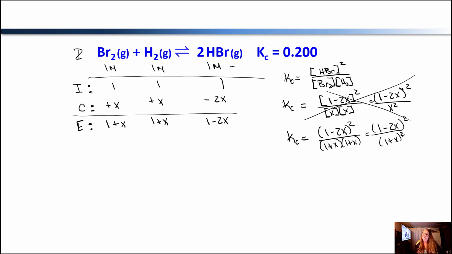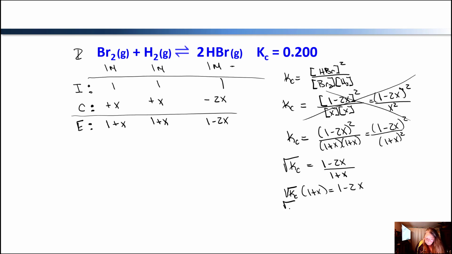So the same trick applies here that applied to what we did when we first looked at rice tables. That trick says, if I take the square root of both sides, I make that ugly square go away, and I don't have polynomials everywhere. So I'm not going to end up doing a quadratic equation. So I have the square root of Kc equals 1 minus 2x divided by 1 plus x, or the square root of Kc times 1 plus x equals 1 minus 2x. Remember, the name of the game is to get x all by itself.